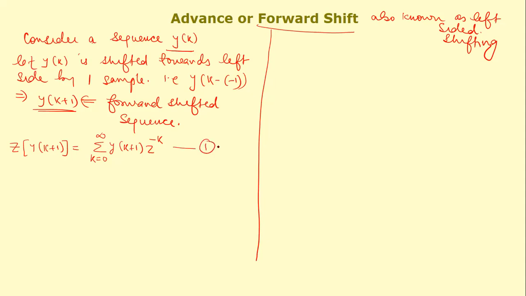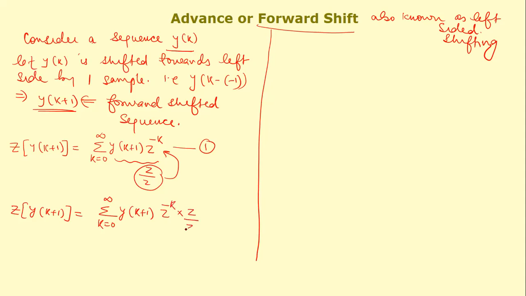For example, this is equation number 1. Now if we multiply this equation by z and divide by z, then what will be the output? Z transform of y k plus 1 is summation k is equal to 0 to infinity y k plus 1 and z raised to the power minus k into z divided by z.